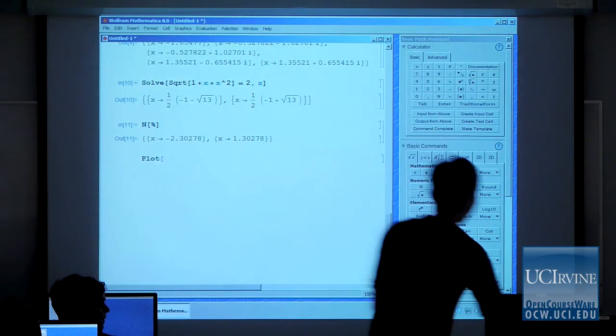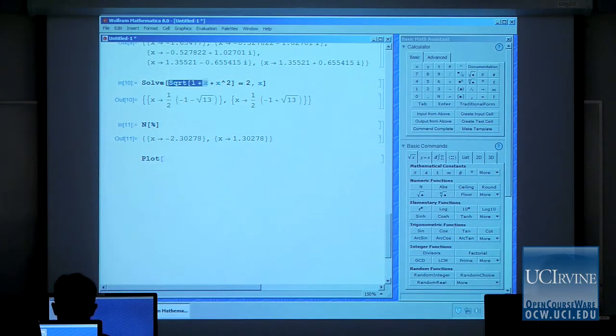This is kind of a useful thing if you're hunting around for roots. We'll see in a minute, in cases especially where it's not so obvious what they should be. It's always nice to be able to do a graph to convince you that you have the right answer. So what I'm going to do now is I'm going to plot. We'll plot square root of 1 plus x squared.